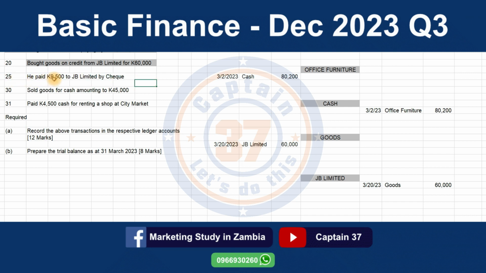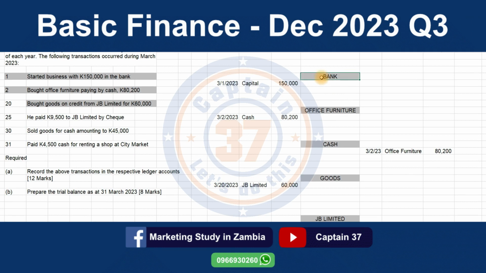Jacob paid 9,500 to JB Limited by check. So what happens is that Jacob goes to the bank, and here is the bank. We already have this one here. He goes to the bank and gives out from the bank. And because he is giving out, we are going to credit this account.